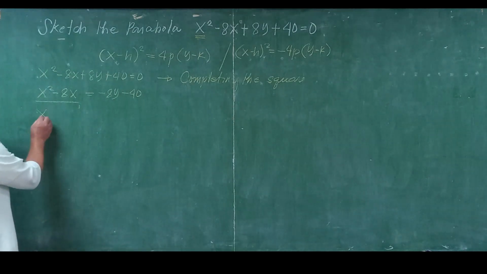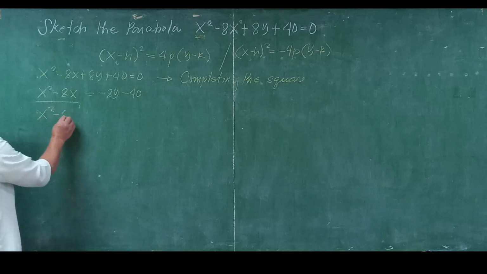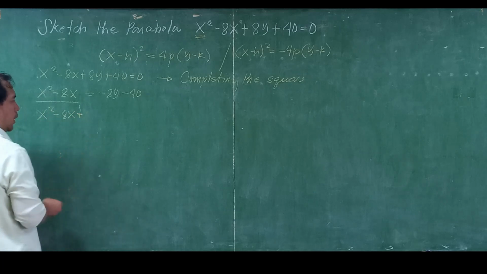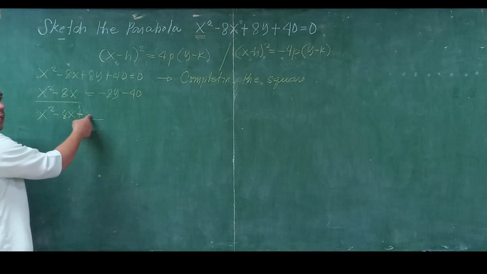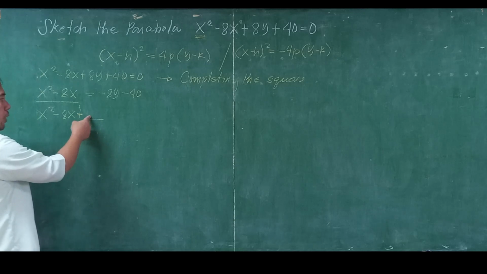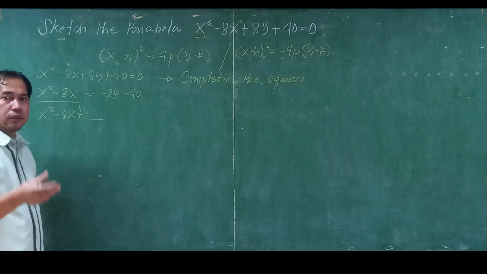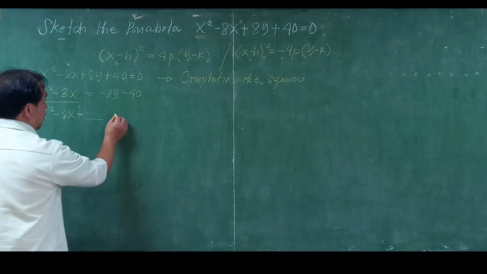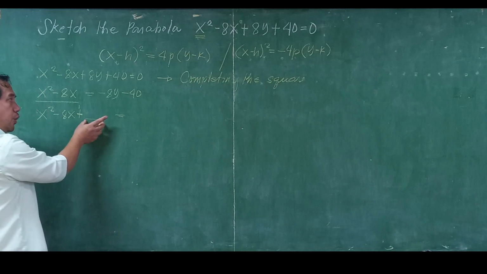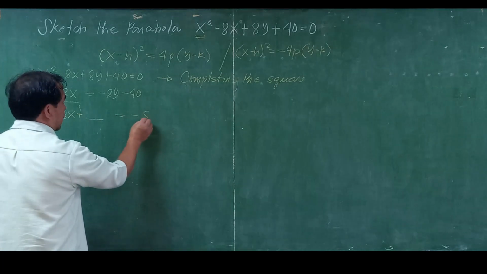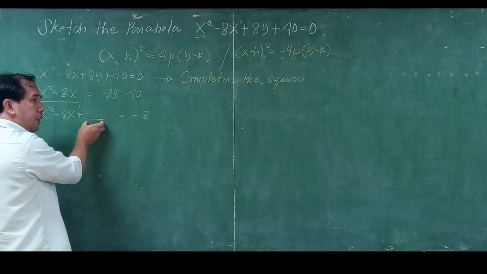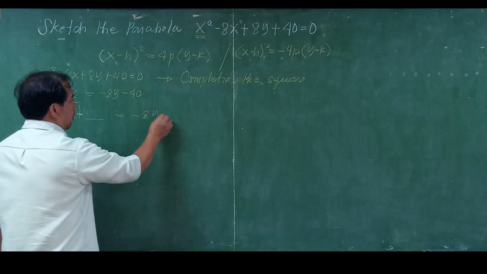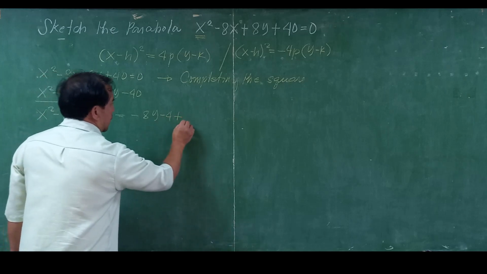That is the same as we have now x raised to 2 minus 8x, expected to be the middle term, plus what would be the third term, so that we can have now the perfect trinomial square. So what would be the third term? When we add something here, we must also add the same thing at the right side. So that is the same as negative 8y minus 40 plus, that is blank.